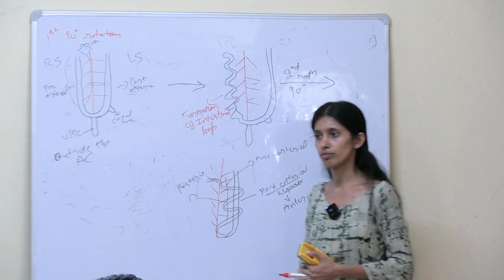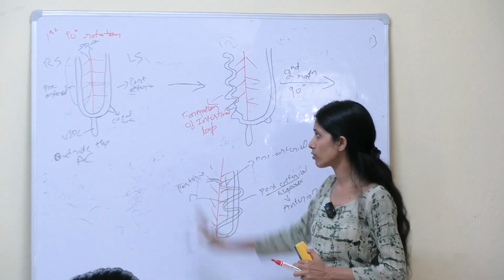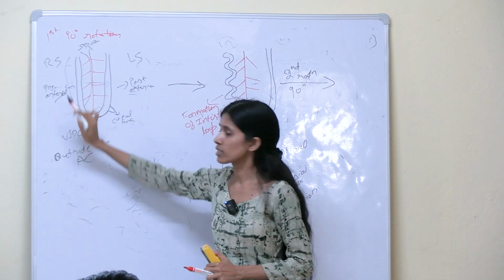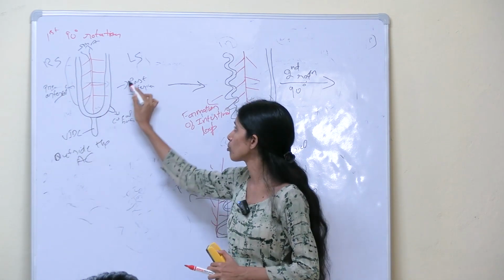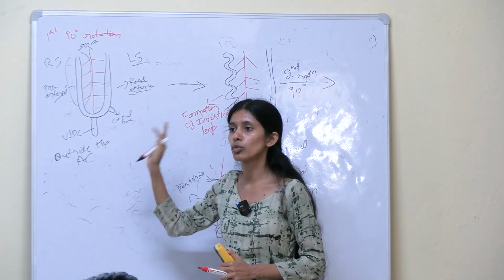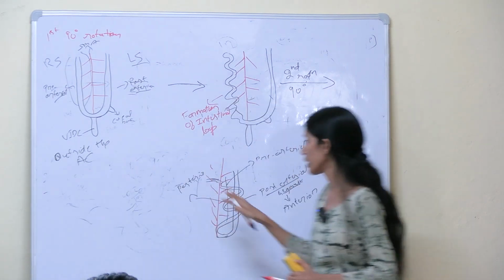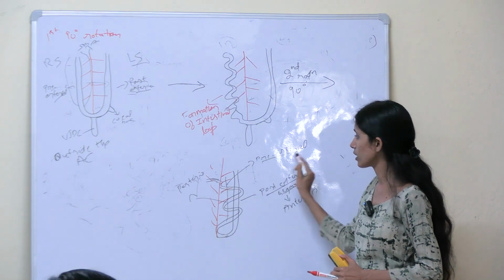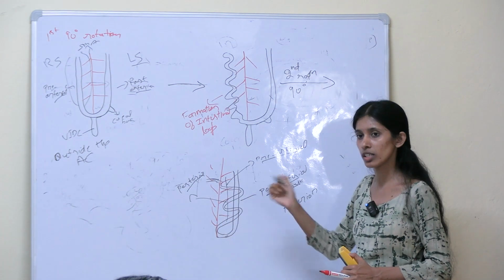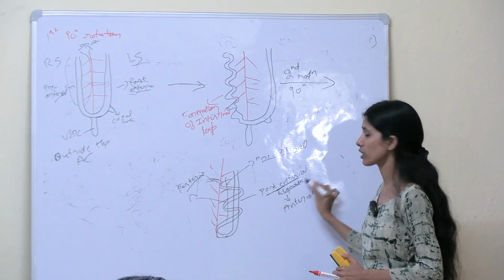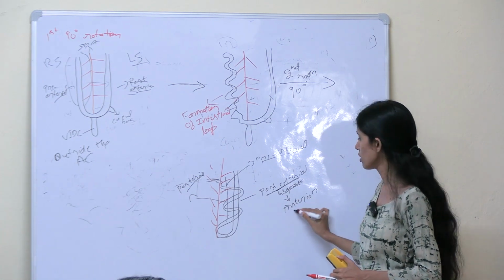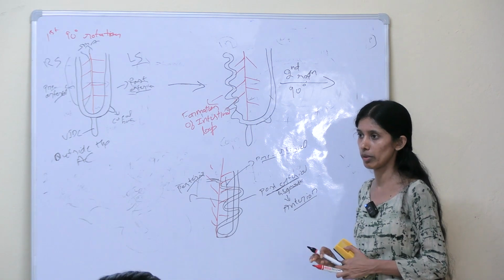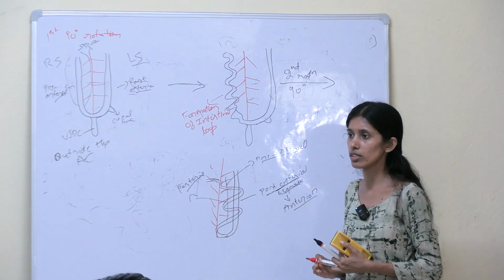Is it clear? Any doubts? All you have to remember is in the first 90-degree rotation, the pre-arterial segment will come towards the right side and the post-arterial segment will come towards the left side. Okay. In the second 90-degree rotation, your pre-arterial segment will move towards the posterior aspect and the post-arterial segment will move towards the anterior aspect. These are the points you need to remember. Okay. Any doubts in this?